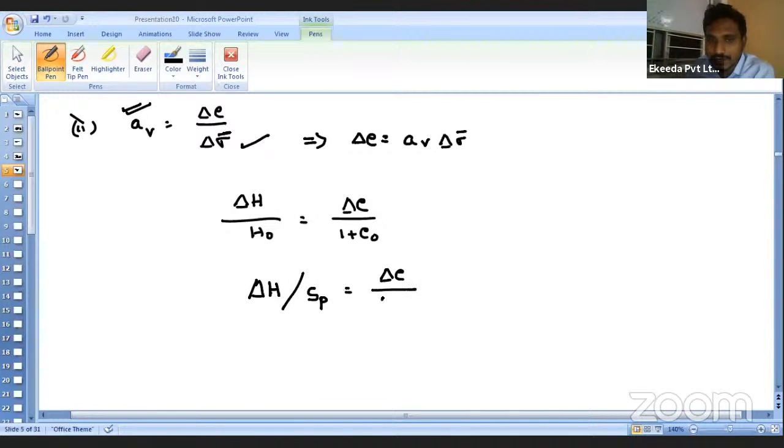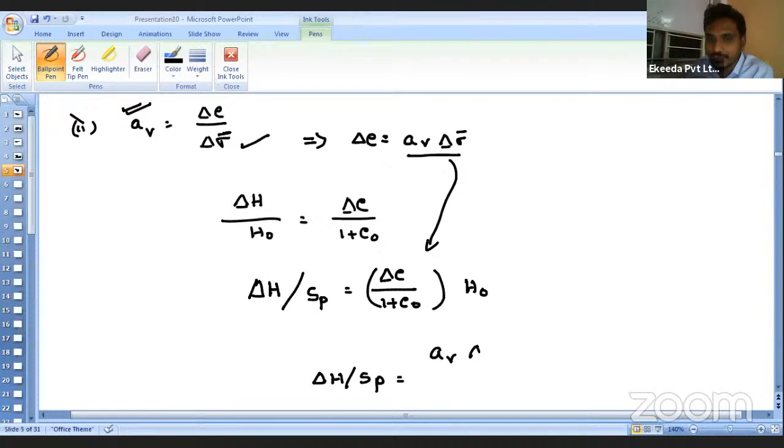Delta e divided by 1 plus e naught into the initial thickness of the soil, H naught. Initially we don't directly know the change in void ratio, but we know the coefficient of consolidation. Then substitute the relation here. Then we can say delta H, or primary settlement, can be written by substituting this value directly: a_v into delta sigma bar divided by 1 plus e naught, into the initial thickness.